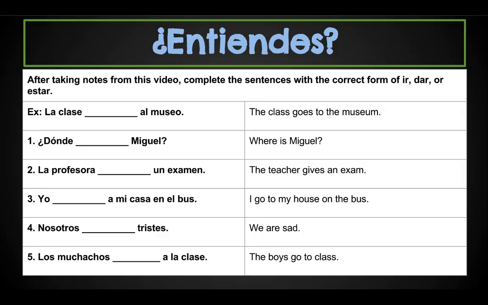Time to check for understanding. ¿Entiendes? Do you understand? So now that you've taken notes, the directions say complete the sentences with the correct form of ir, dar, or estar. So you need to read the sentence and then see what it means so that you know what goes in the blank. The example is La clase blank al museo. The class goes to the museum. So how do you say go, goes? And then how do we conjugate the verb ir for a singular subject? La clase, one thing. Va. La clase va al museo.